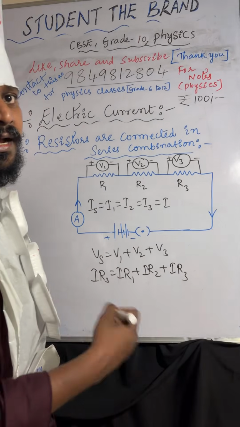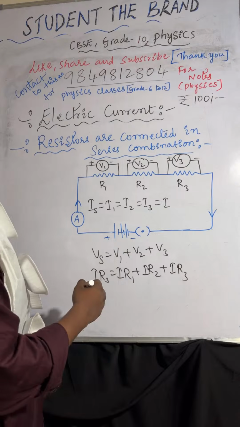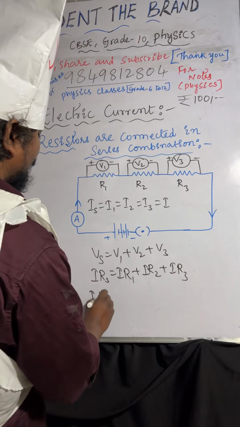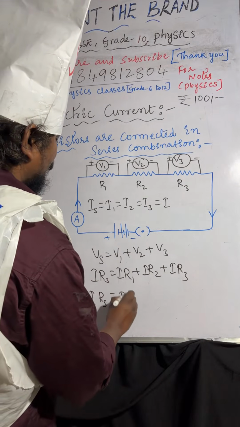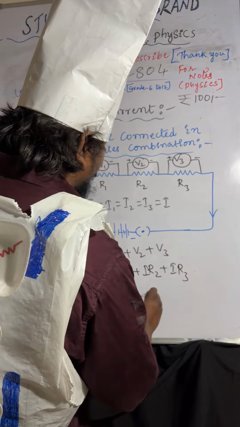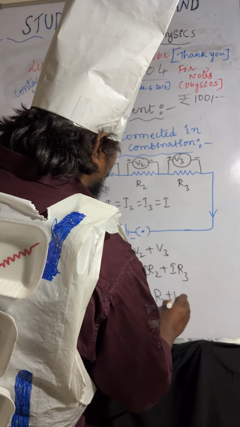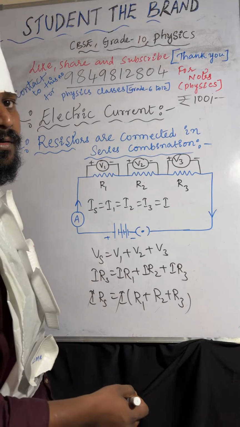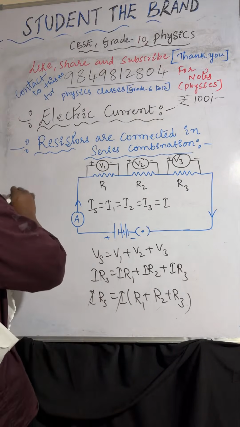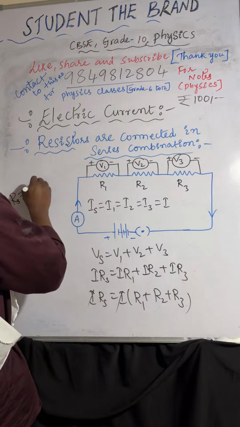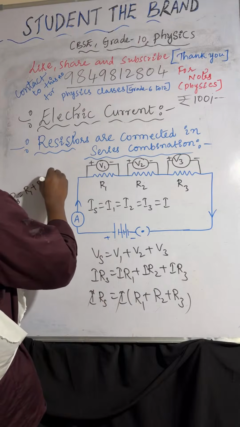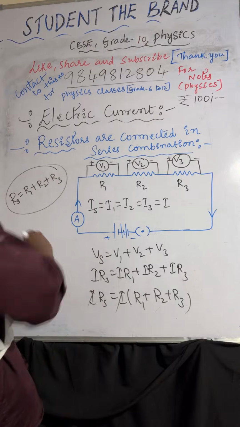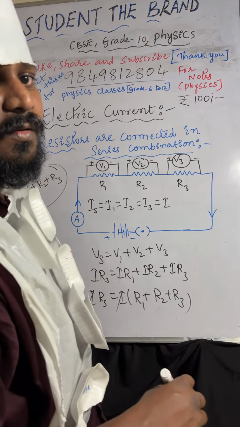So I am taking I common. If I take I common, then we can cancel the I value, and we get R1 plus R2 plus R3. Then Rs equal to R1 plus R2 plus R3.